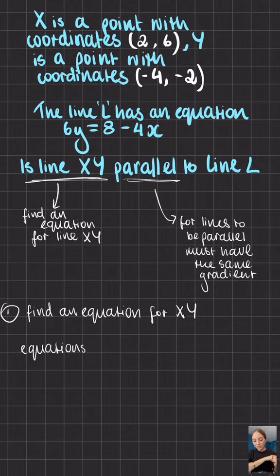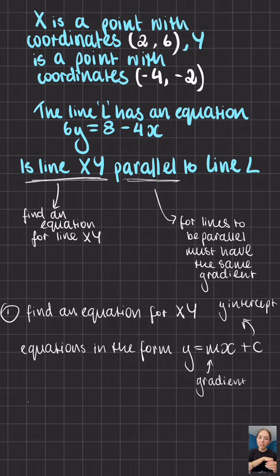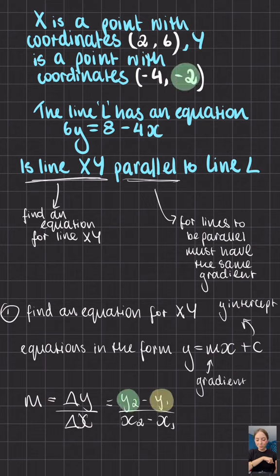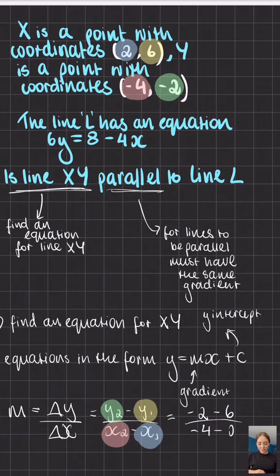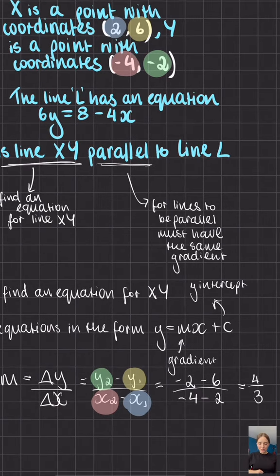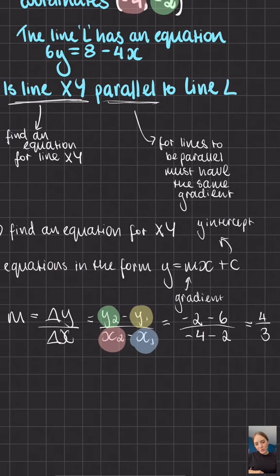To find an equation for XY, we first look at the gradient, and the gradient of a line is the change in y divided by the change in x, which is the same as saying y2 minus y1 divided by x2 minus x1. Using the points that we were given, we get -2 minus 6 divided by -4 minus 2, and that means the gradient is 4/3.